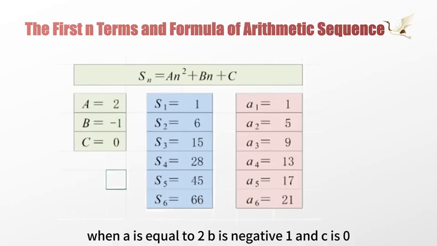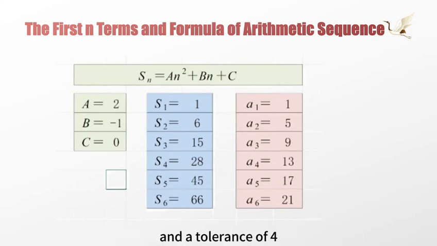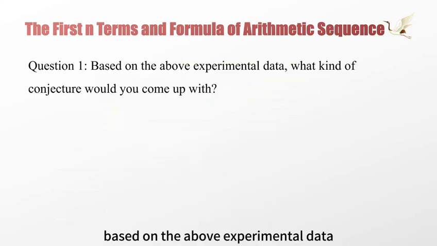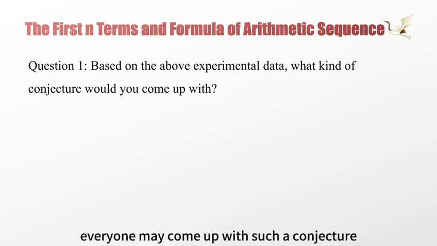When a is equal to 2, b is -1, and c is 0, the sequence a_n is an arithmetic sequence with a first term of 1 and a common difference of 4. Based on the above experimental data, what kind of conjecture would you come up with? Everyone may come up with such a conjecture.